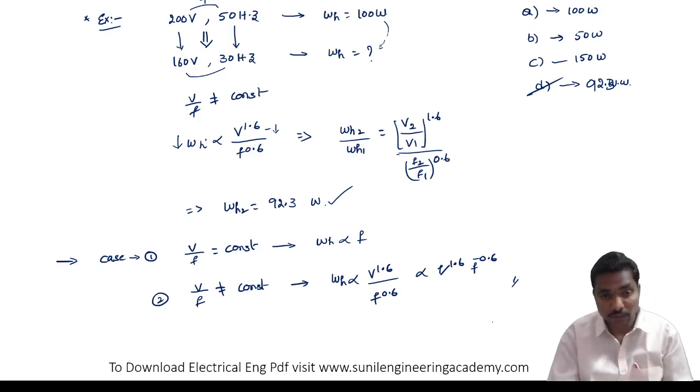Now coming to the next one. Next iron losses. What is the second iron loss? Eddy current losses. Very important. So what are these eddy currents? Eddy currents are nothing but circulating currents.